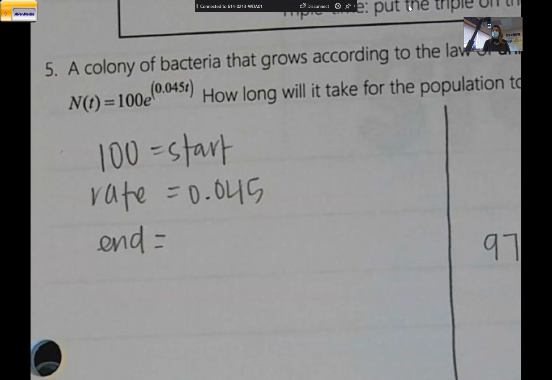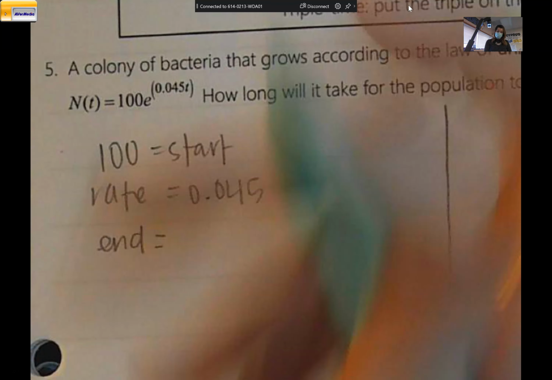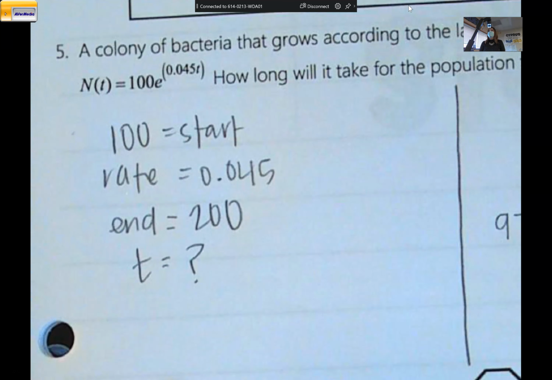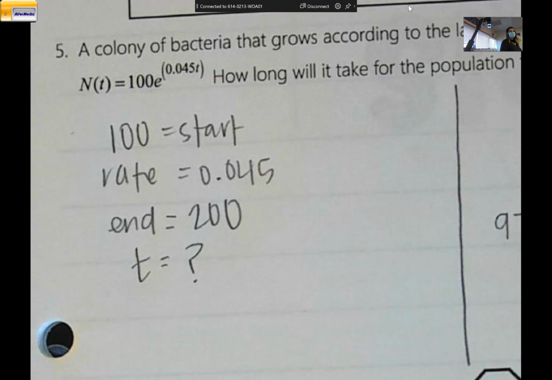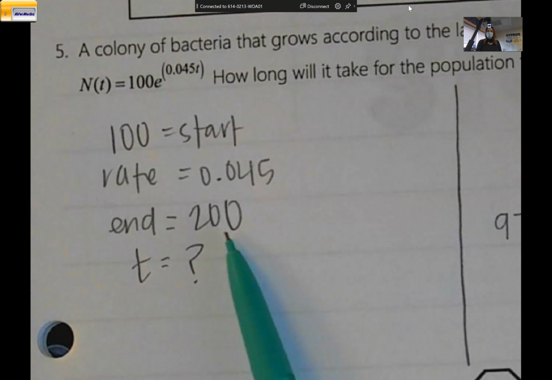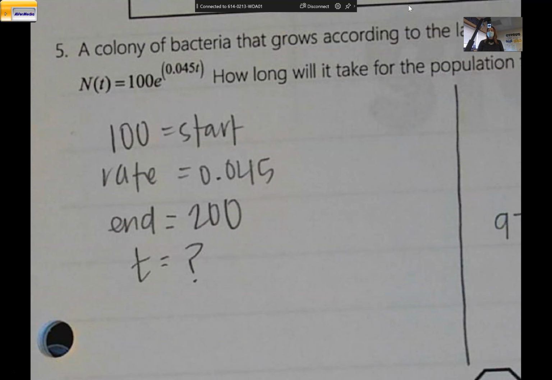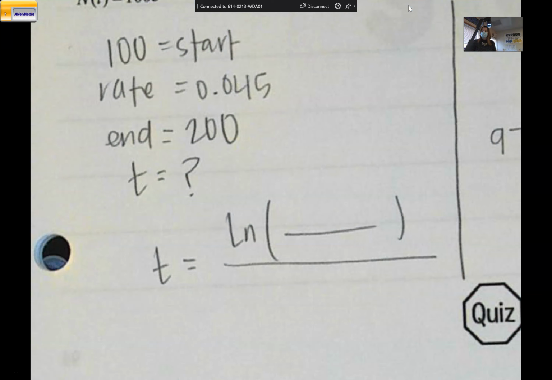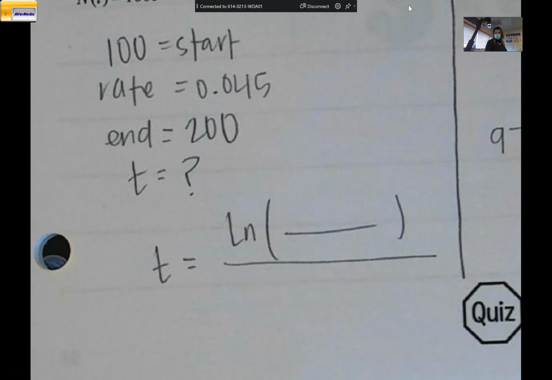You're doubling 100. 200. Thank you, Hugo. So they're asking you how long will it take for this colony to double in size. So if your starting amount is 100, doubling that would be 200. So then you set up your equation. And let's round to the nearest whole this time.